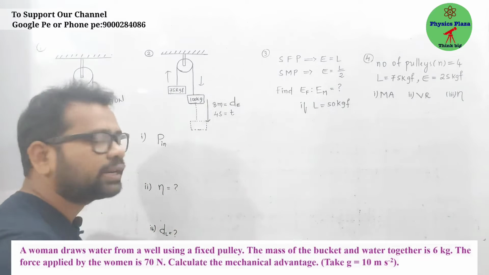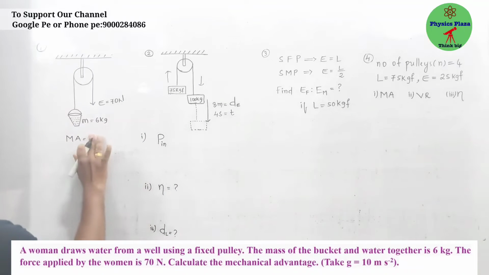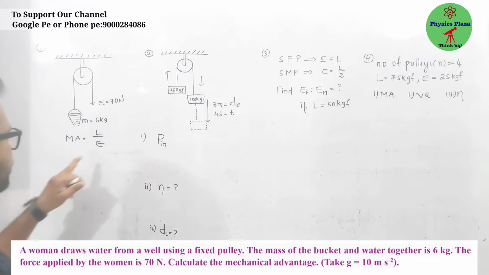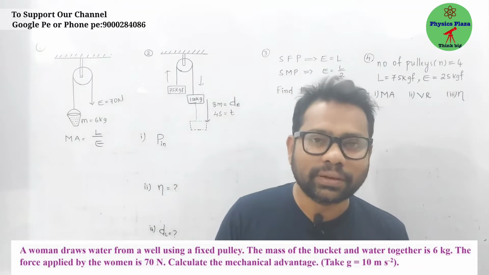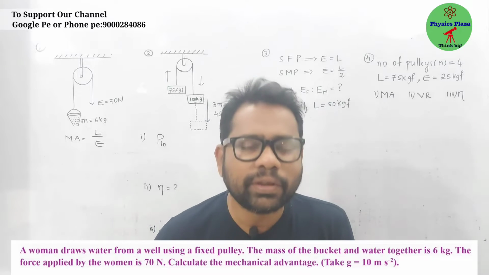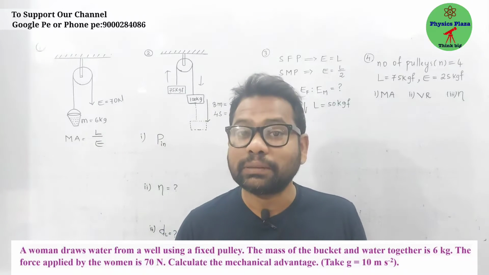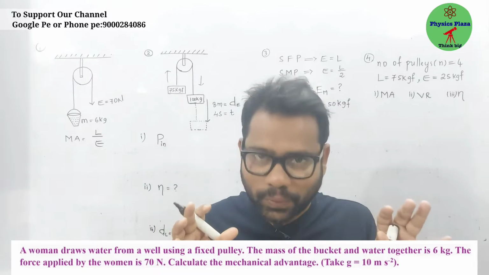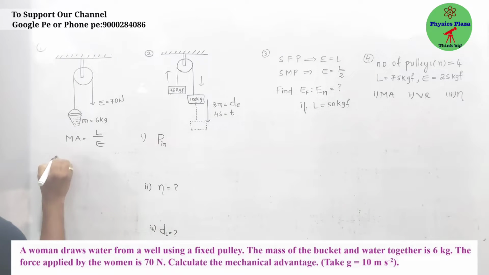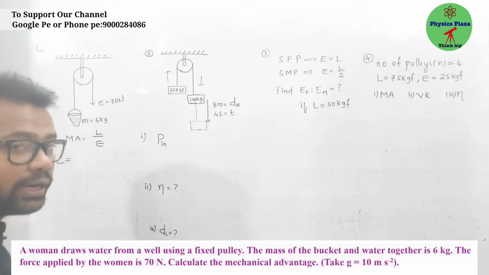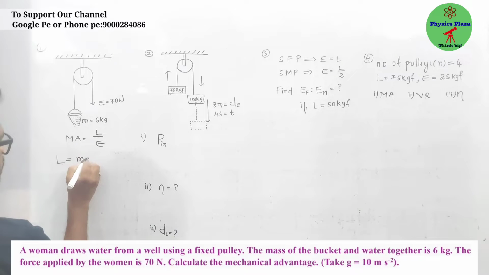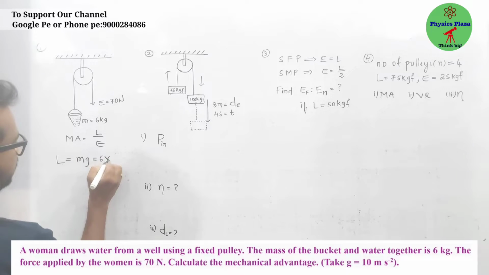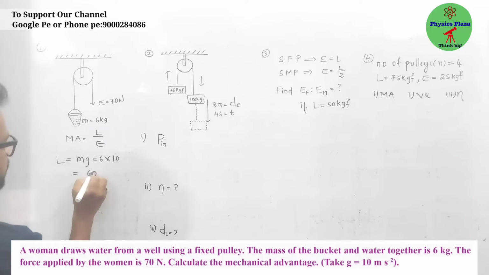Children, let us recall the mechanical advantage formula. Mechanical advantage is equal to load by effort. But if you look at the numerical, effort is given but load is not given. That is the logic here. But mass is given. So you may get one doubt: sir, if mass is given, how can we calculate the load? Load is nothing but the force of gravity. How to calculate it? m into g, that is the weight. So mg, where m is 6, g is 10. So this is 60 newtons.